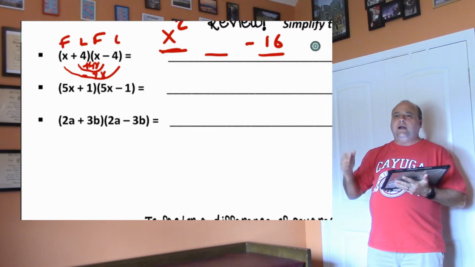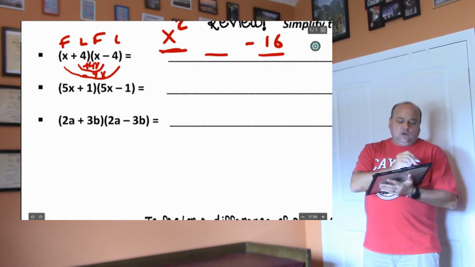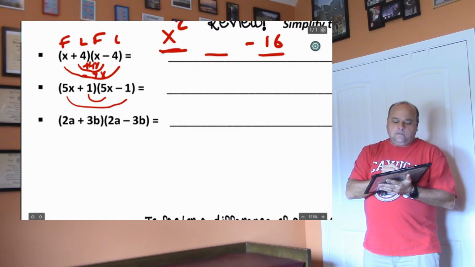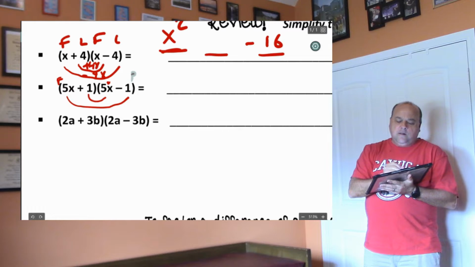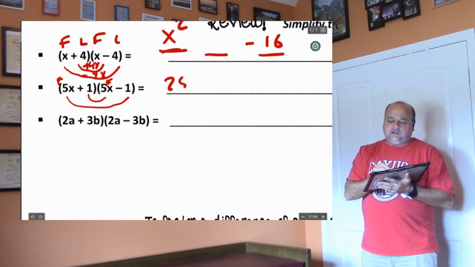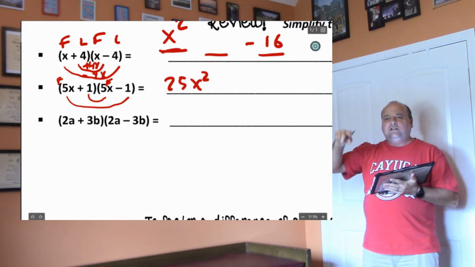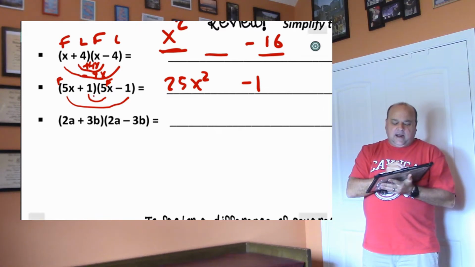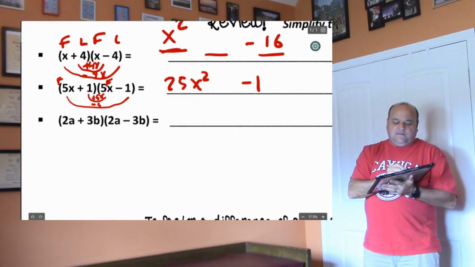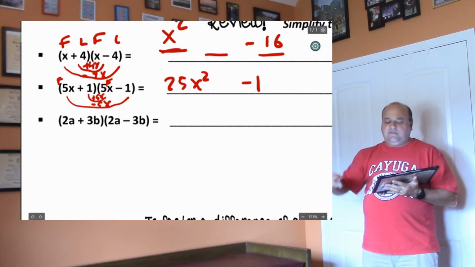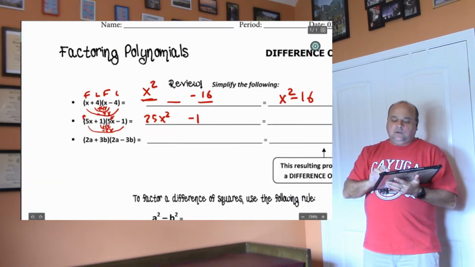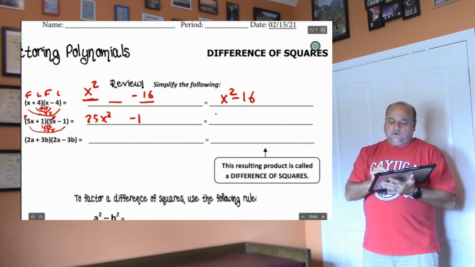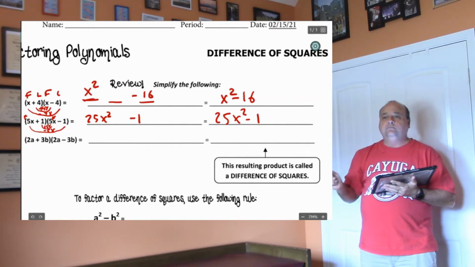Right here, 5x minus 1, 5x plus 1. So we're going to draw our arches. Remember, we do the first times the first, which is 5x times 5x. That's 25x squared. A positive 1 times a negative 1 is a negative 1. The inside arch will be plus 5x, and the outside arch will be minus 5x. It cancels, doesn't it? So the answer is just going to be 25x squared minus 1.